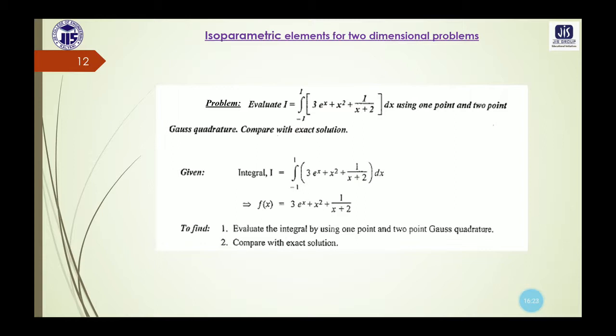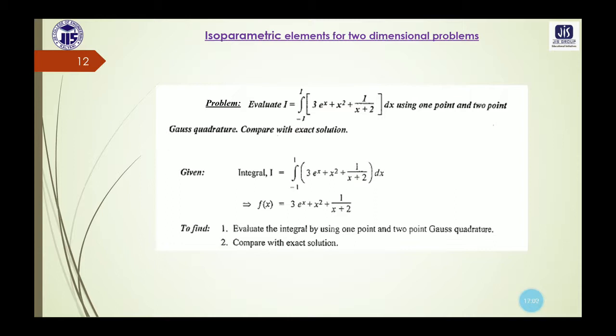So let us discuss the next numerical. We evaluate I equals integration from minus 1 to 1 of 3 e to the power x plus x square plus 1 by x plus 2 dx using 1 point and 2 point Gauss quadrature. Now the result obtained through Gauss quadrature needs to be compared with the exact solution also in this numerical.